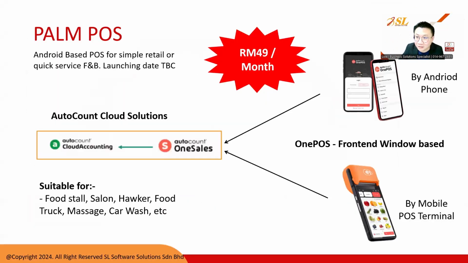The second method is the cash method we call Pumpos. Okay, Pumpos is a cash method. So this function is more suitable for the food store, salon, hawker center, food truck, all those cash basis businesses. Okay, cash basis business, a lot of transactions every day. So only 49 ringgit per month. You can install into your Android phone, and also you can install into the mobile terminal.